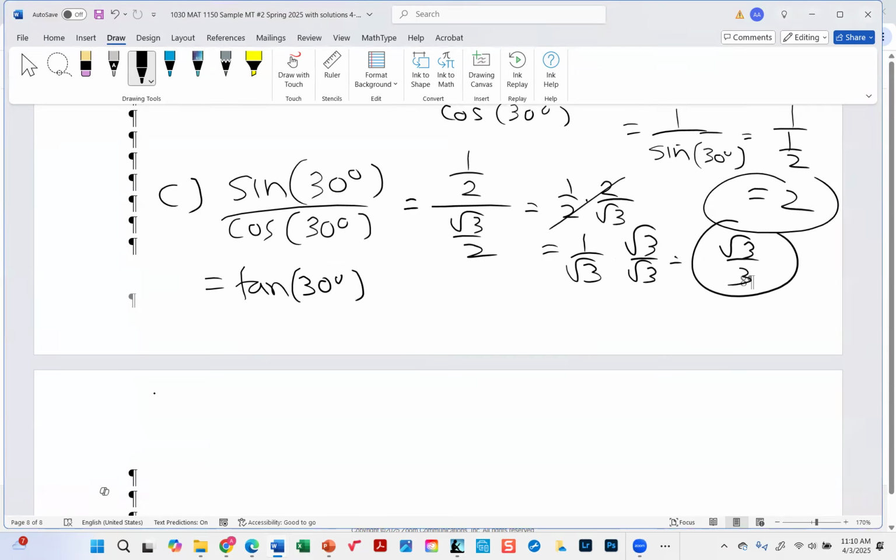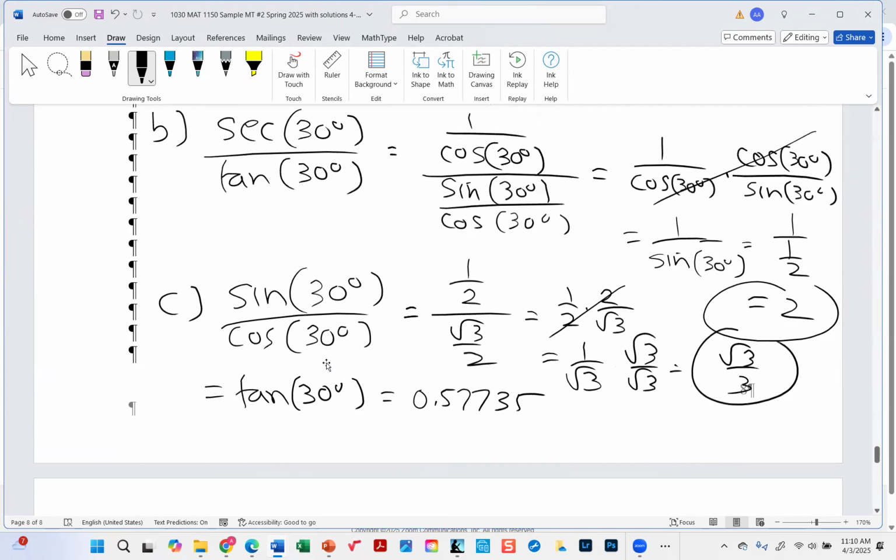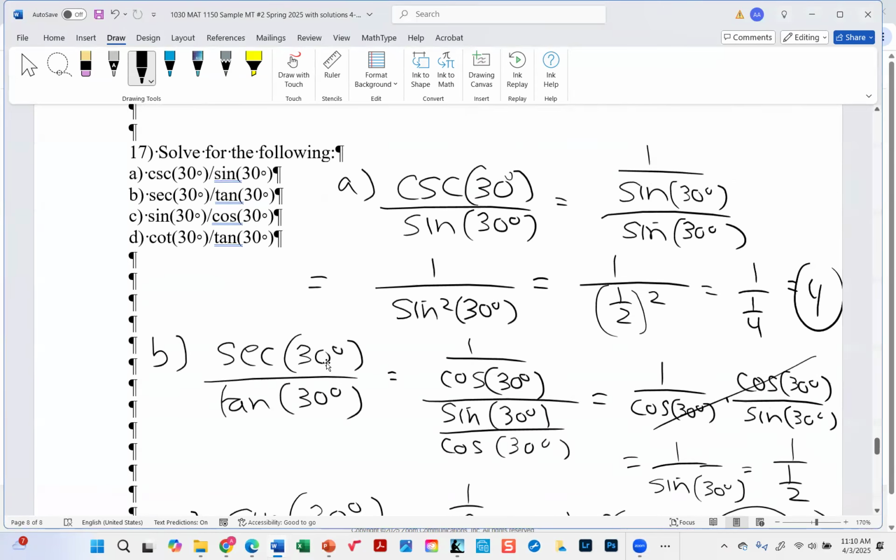All right, let me try that again. Tangent 30. It's approximately 0.57735. And if you calculate the ratio of radical 3 over 3, you'll see that that's exactly the same number. Okay. All right. Anyway, and finally, one more.